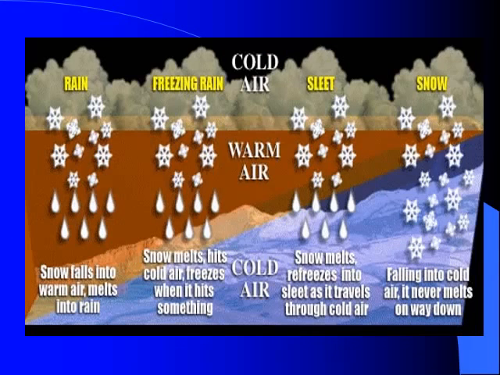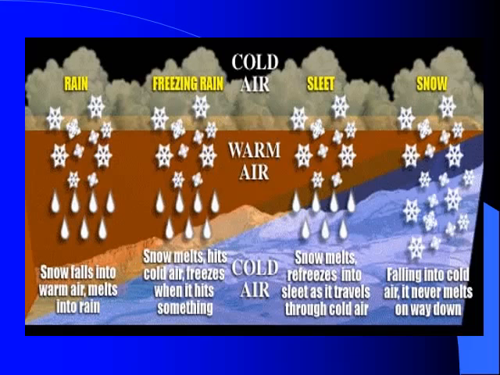So here is a nice diagram that explains what's going on. All the precipitation is starting as snow, okay? And depending on how wide that band of warm air is, if it extends all the way down to the surface of the earth or if it doesn't, that determines what kind of precipitation actually lands on us. So if that layer of warm air is really wide, then that snow is going to turn into rain and the rain's going to fall.